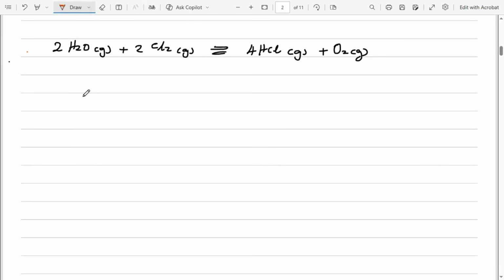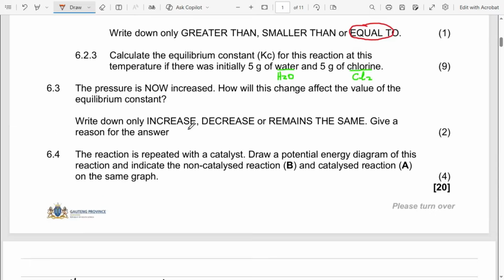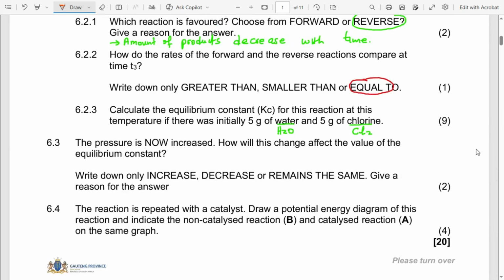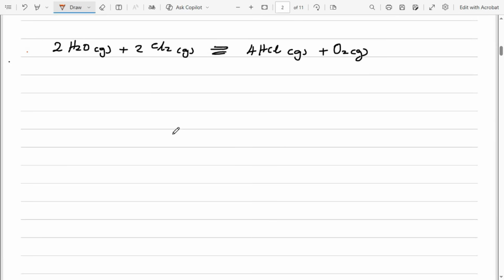Very, very important, because what we are going to do now, very important. Look at the mark allocation. Can you solve this question, or should we double the mark and give it to the next person? So first thing first, you're going to write down your mole ratio. Okay, you're going to write down what we call your mole ratio.